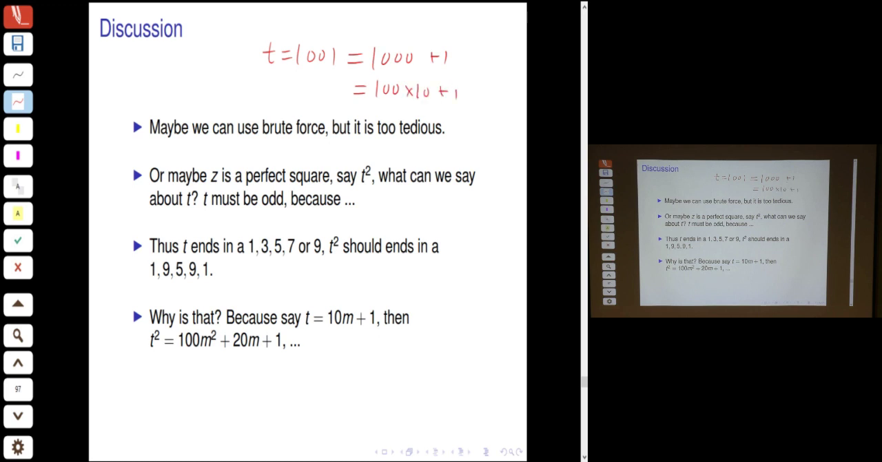So you can see this will explain if t ends with something, you can write t as 10 times something plus 1. Okay. Now when you square, again, this part is 10 times something. So this part only has something to do with the second to the next integer. It has nothing to do with the last integer. So therefore, t squared will end with 1.